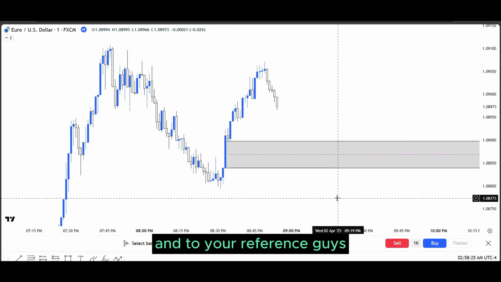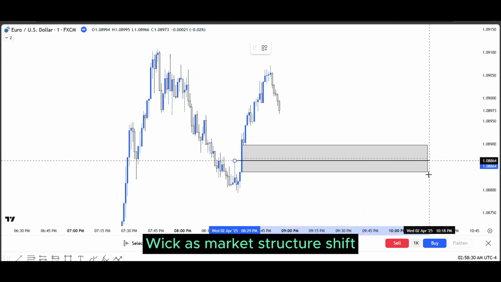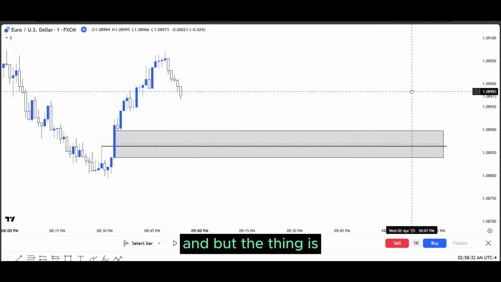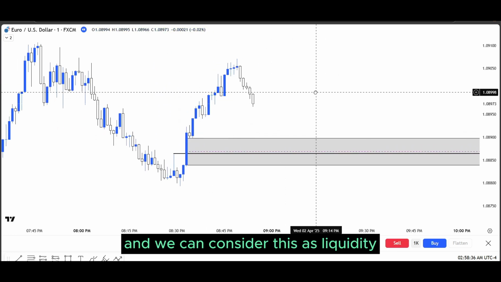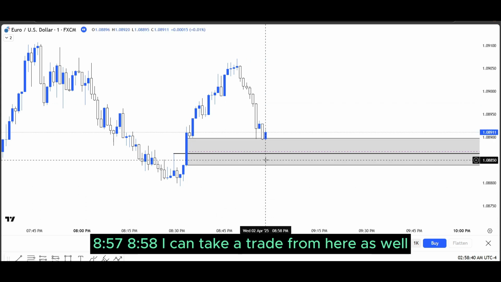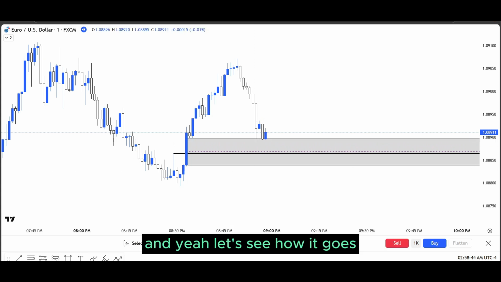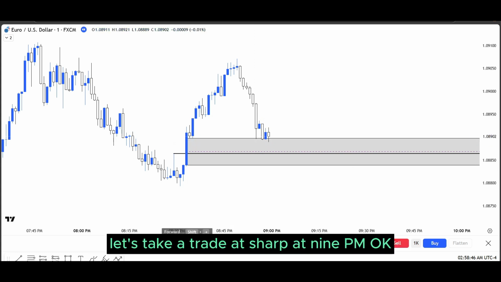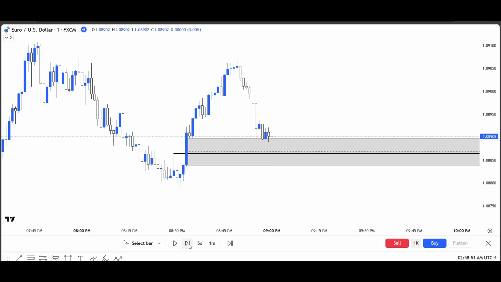And for your reference, guys, you can use this wick as a market structure shift. But the thing is, I use the consequent encroachment level over here, and we can consider this as liquidity. So you guys can see 8:57, 8:58. I can take a trade from here as well, and yeah, let's see how it goes. Let's take a trade at sharp 9 p.m. Okay, guys, sharp at 9 p.m.